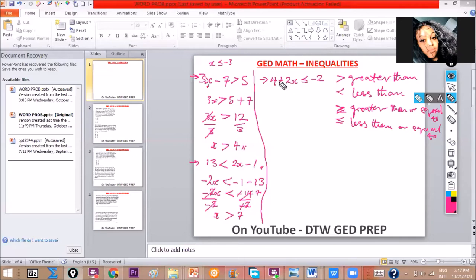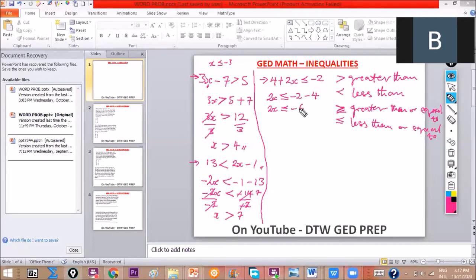All right. So we have this here. So let's take positive 4 to this side. So we're left with a positive 2x, which is less than or equal to minus 2. Taking plus 4 to this side becomes a negative 4. Okay, so we have 2x less than or equal to minus 2 minus 4, which will give us what?